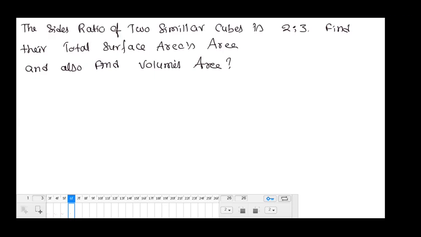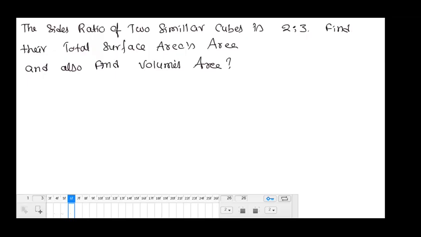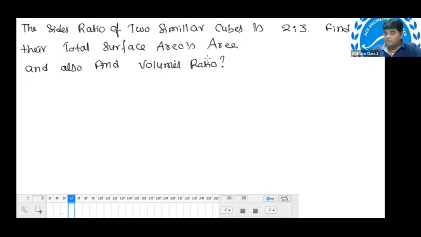Sir, Tell me, Pavan. sir, area and రాశారు సార్ రేషియో రాయకుండా and also volumes area and రాశారు సార్. Thank you. పైన కూడా సార్ సర్ఫేస్ ఏరియాస్ ఏరియా అని రాశారు.